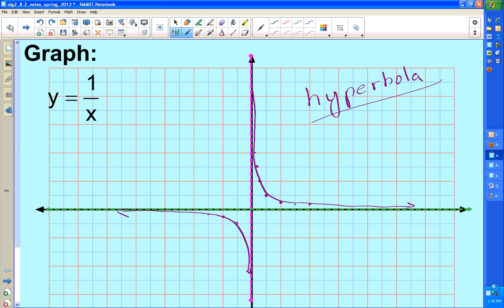Wait, why can it cross the horizontal but not the vertical? That's a good question. Let me put that question on hold and make sure that I address it, and I do address it. But there's a huge difference between a horizontal and a vertical asymptote.